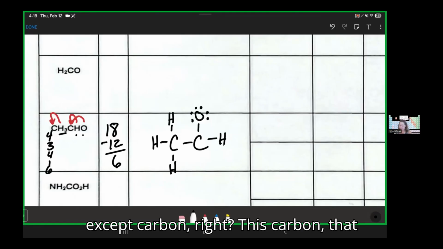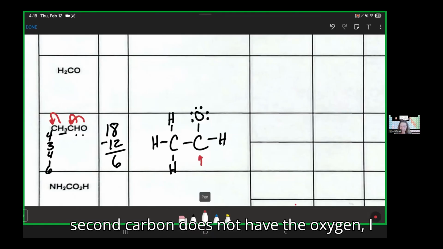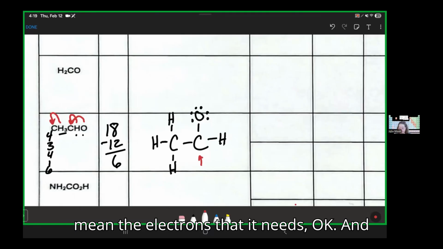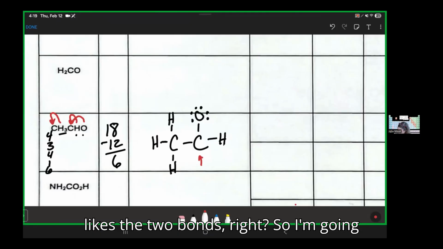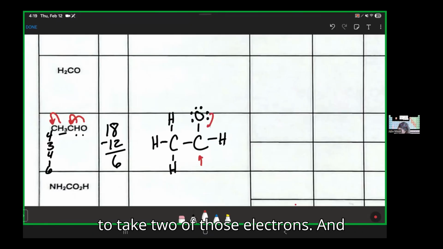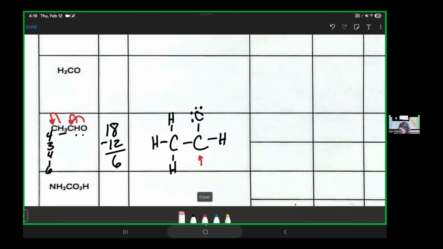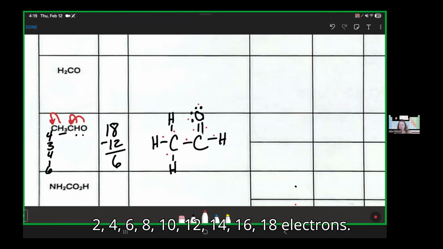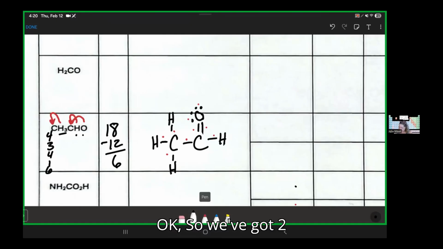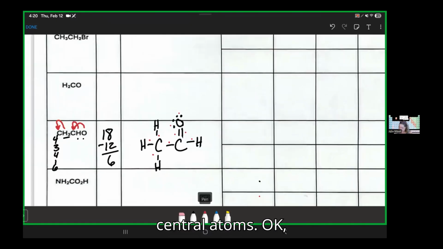Oh, except carbon, right? This carbon, that second carbon, does not have the electrons that it needs. Okay, and following the honk rule, oxygen really likes the 2 bonds, right? So I'm going to take 2 of those electrons and share them as a lone pair. Okay, so now oxygen's got his 2 bonds, 2 lone pairs, carbon's got his 4 bonds, hydrogen's got his 1 bond, everybody's got an octet, and I've used my 2, 4, 6, 8, 10, 12, 14, 16, 18 electrons. Okay, so we've got 2 central atoms.